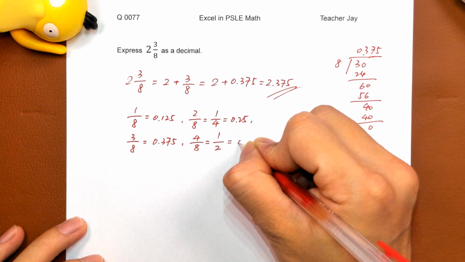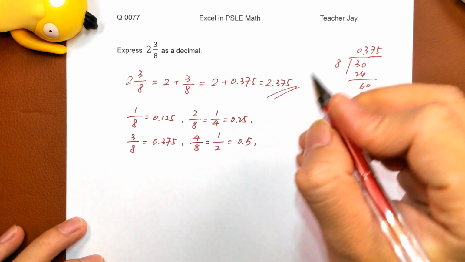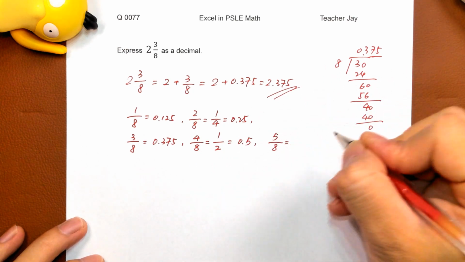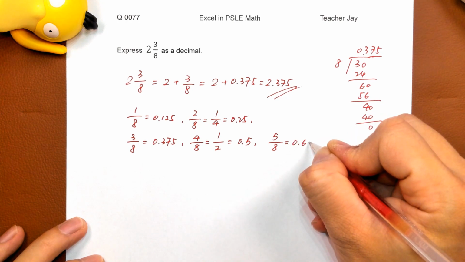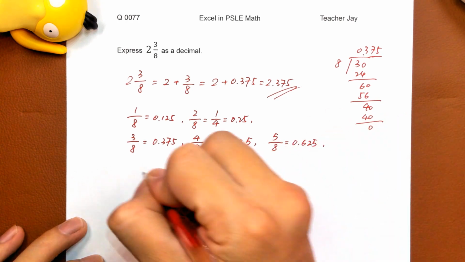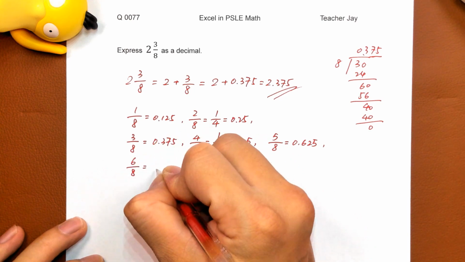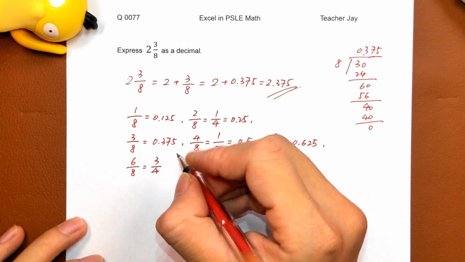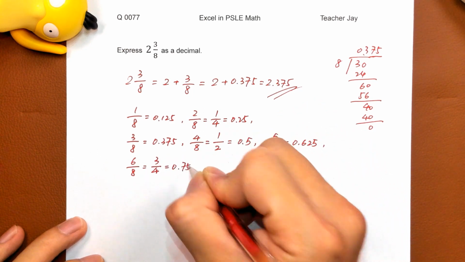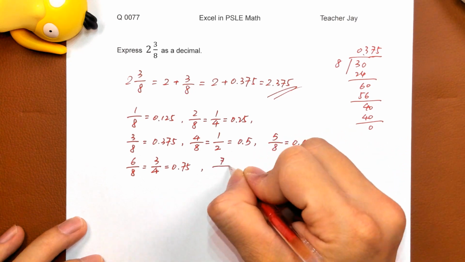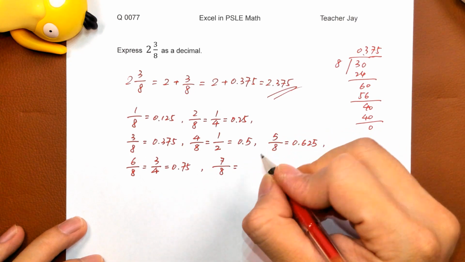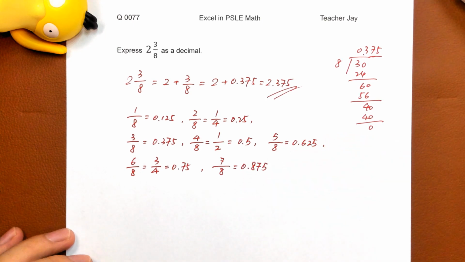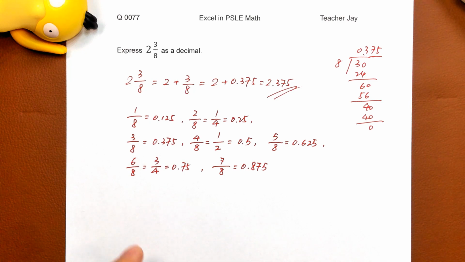4 over 8 equals half, and it is 0.5, and 5 over 8 equals 0.625, and 6 over 8 equals 3 over 4, and that is 0.75, and finally 7 over 8 equals 0.875.